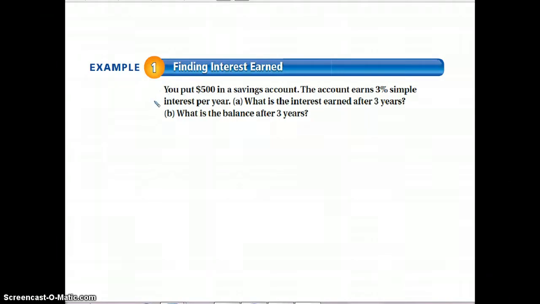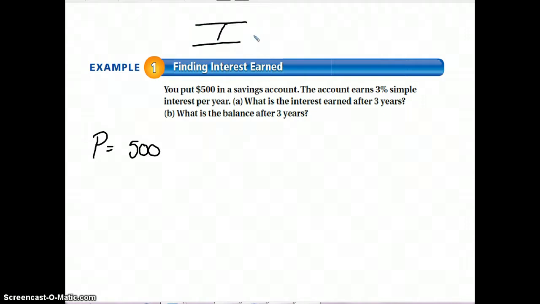So there's a lot of different variables and different vocabulary words here. You're always going to want to look for the first thing, that's P. That's what you put in. So in this case, it's 500. That's the principal amount that you deposit into your savings account.